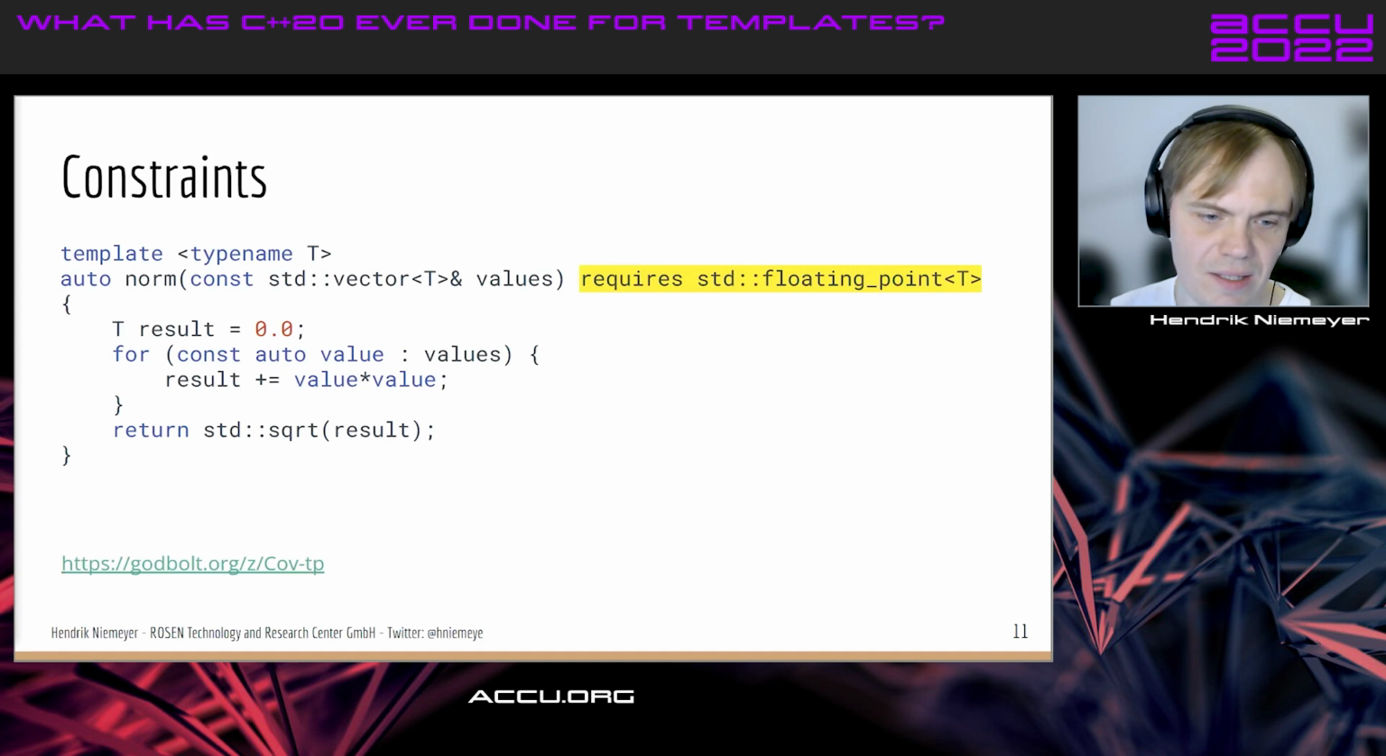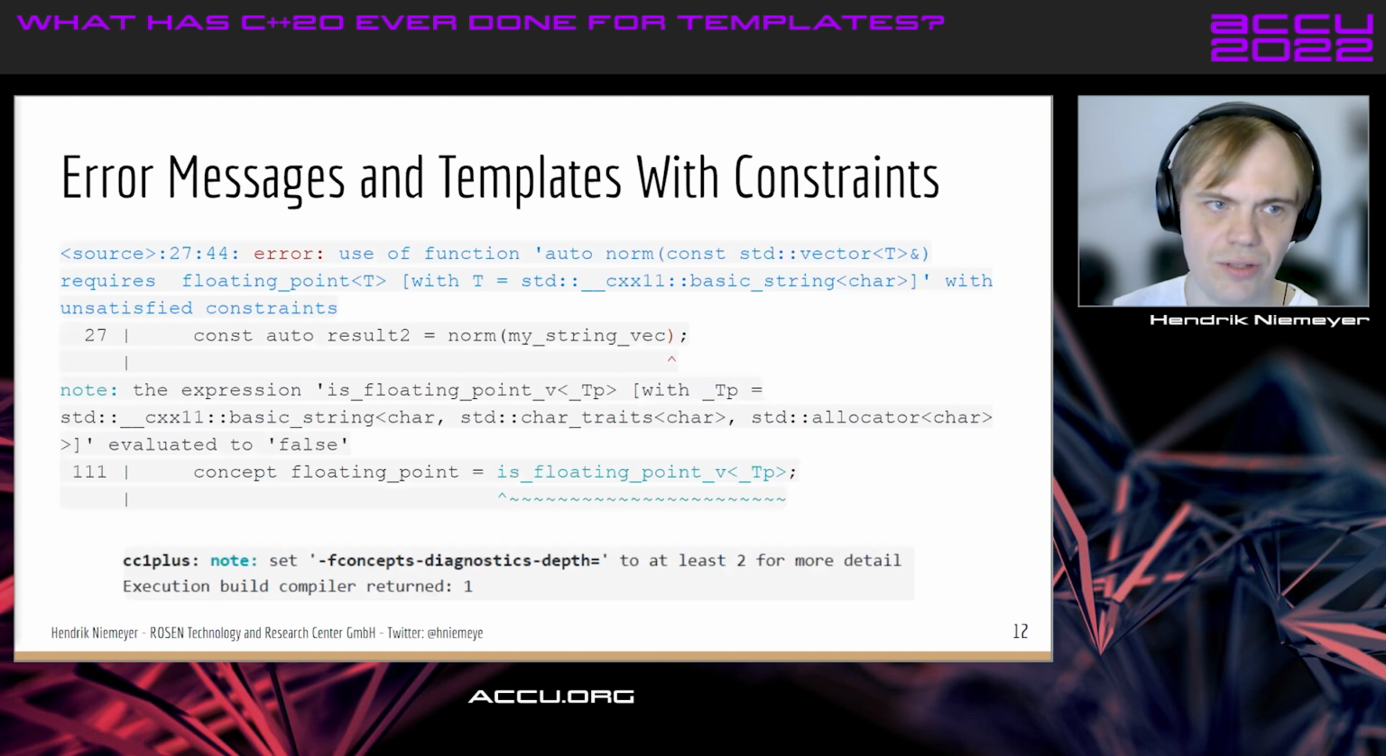And this tells us, as user of the code, in a very readable fashion what the function template should accept. And if we violate that requirement, we get a short and nice and easy to understand error message. So how would error messages look like with concepts?